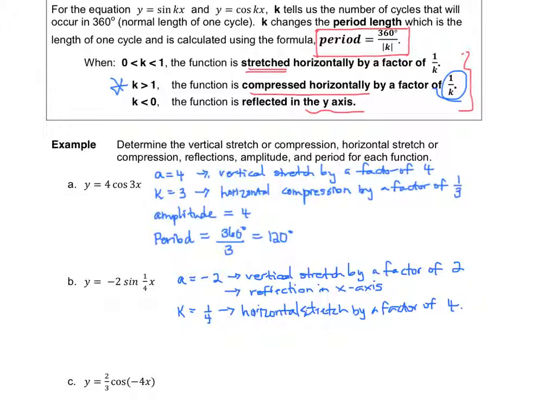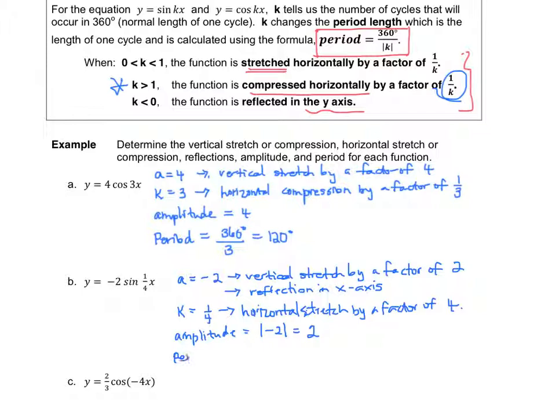All right, amplitude. The amplitude will be the absolute value of the a value. Absolute value refers to the distance a number is from 0 on the number line. So -2 is 2 units below 0. So the absolute value of -2 is 2. So it basically just means we ignore the negative sign.